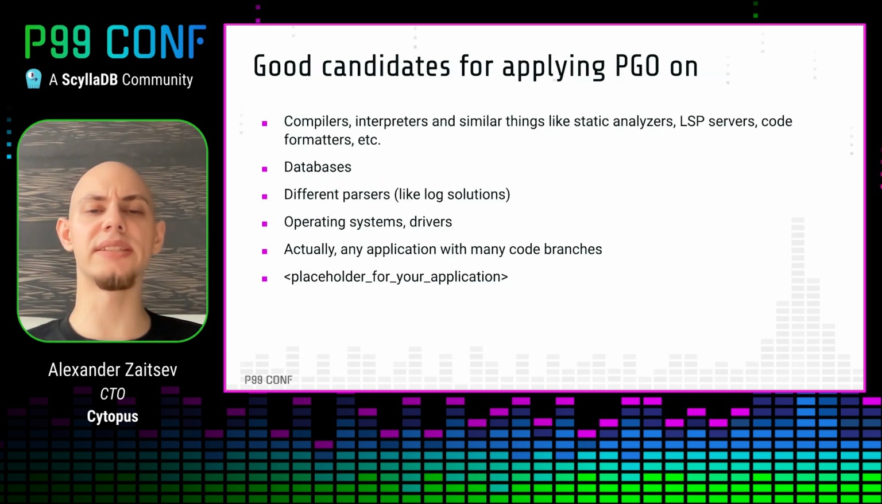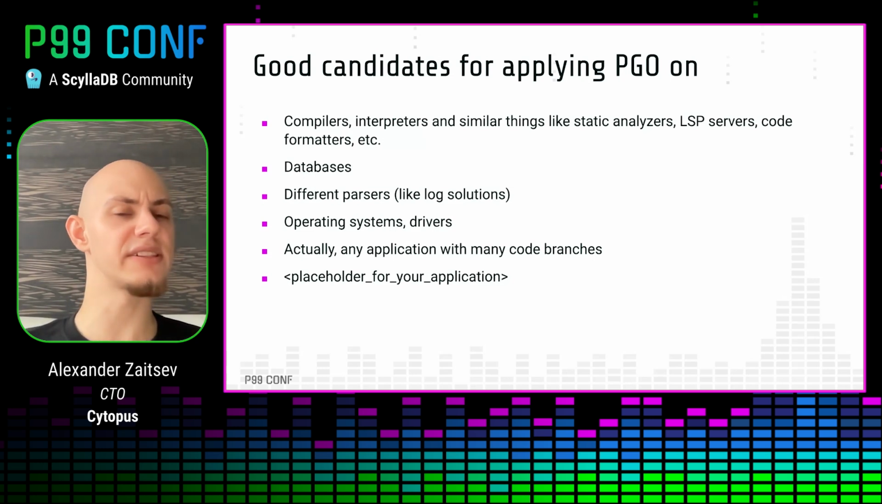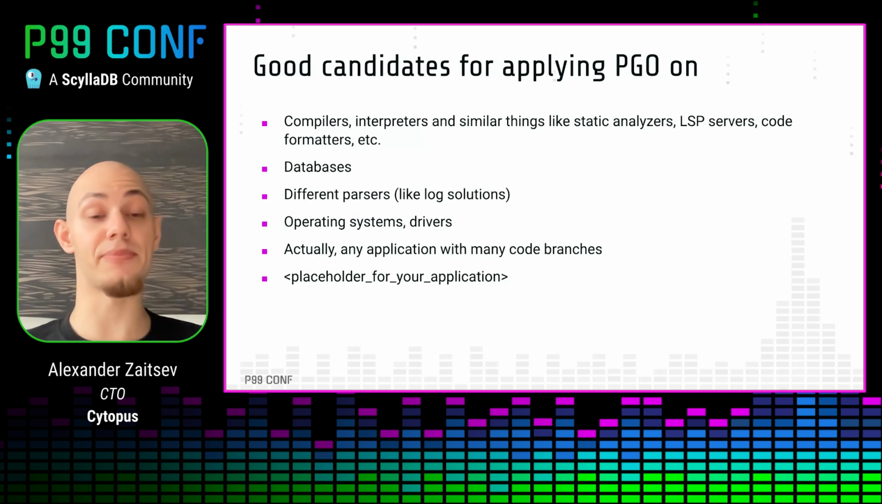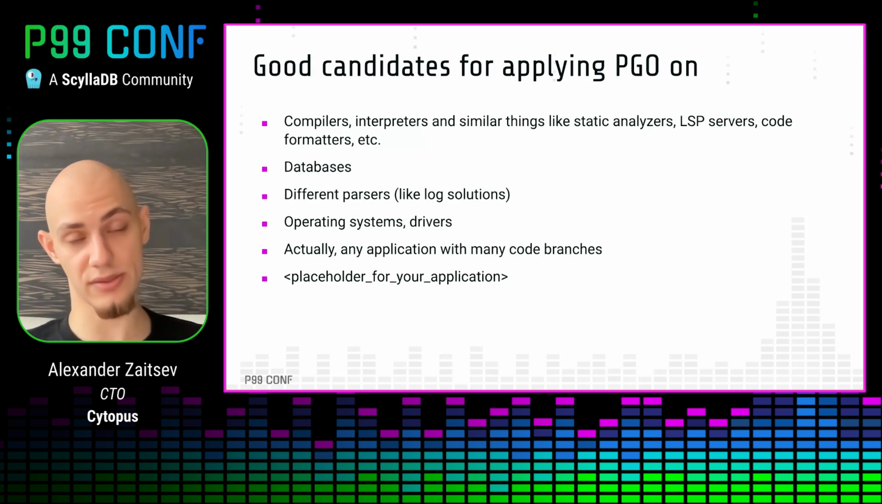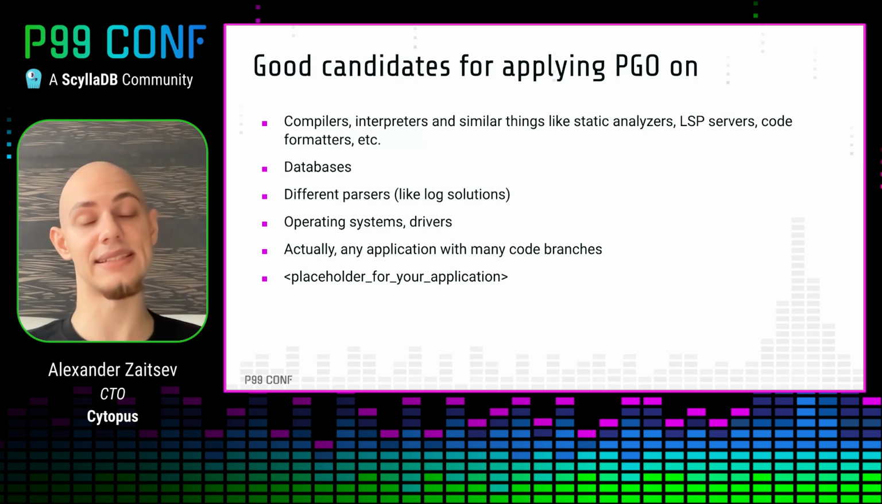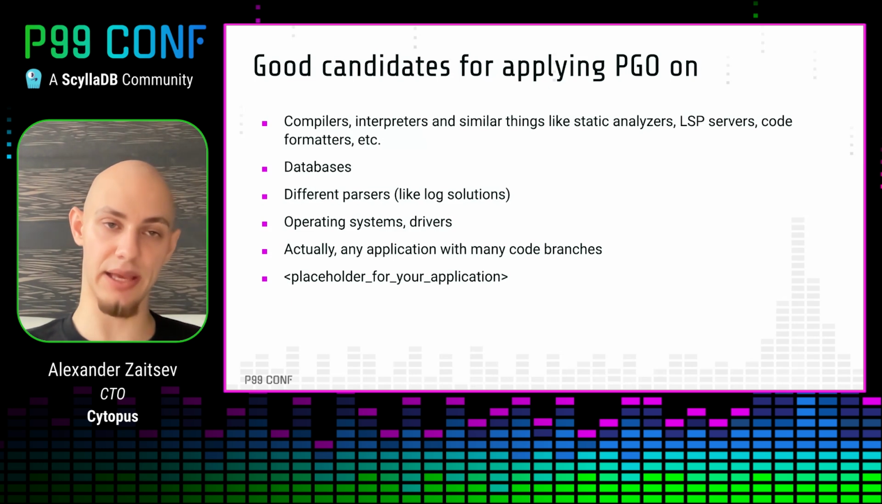What about good candidates for applying PGO? Actually, any software with many branches inside. Compilers, interpreters, various developer tooling, databases, especially databases. ScyllaDB can be optimized with PGO. Different parsers, even operating systems and drivers can be optimized with PGO, and many other kinds of software, including libraries. Libraries also can be optimized with PGO, static and dynamic libraries.